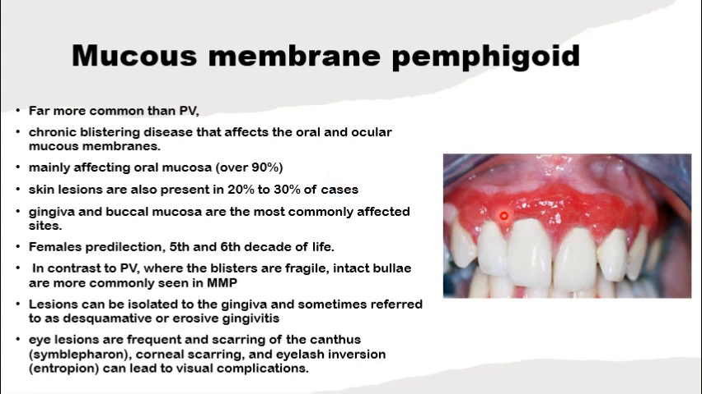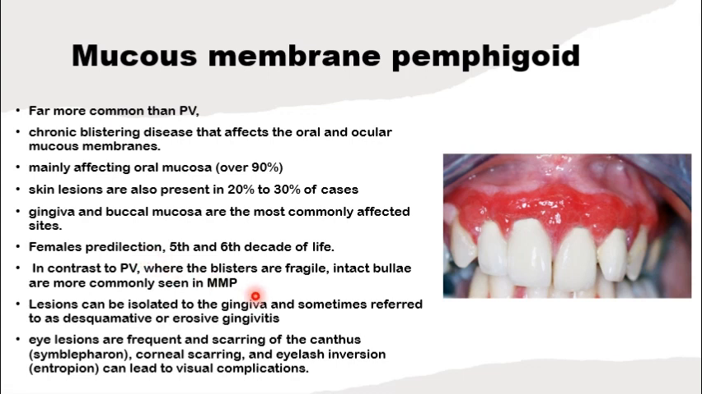It affects mostly the gingiva and the buccal mucosa and can give rise to desquamative gingivitis, like in here. It has a female predilection, particularly in the 5th and the 6th decades of life. In contrast to pemphigus vulgaris, the blisters are not as fragile as those of pemphigus vulgaris, and sometimes the patient presents with intact bullae.